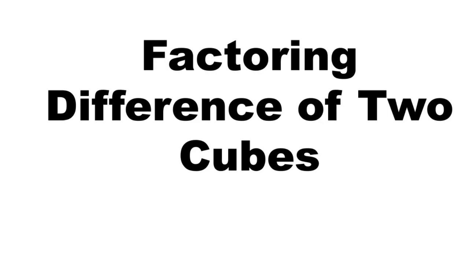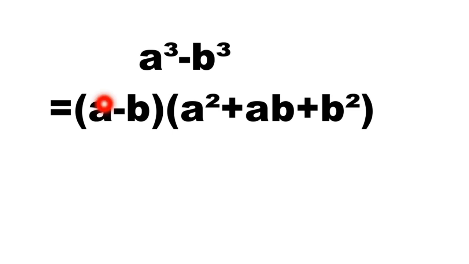Our topic for today is factoring the difference of two cubes. It is in the form a cubed minus b cubed, and the factor is in the form quantity a minus b times quantity a squared plus ab plus b squared. The binomial factor: a is the cube root of the first term of the binomial cube, and b is the cube root of b cubed.